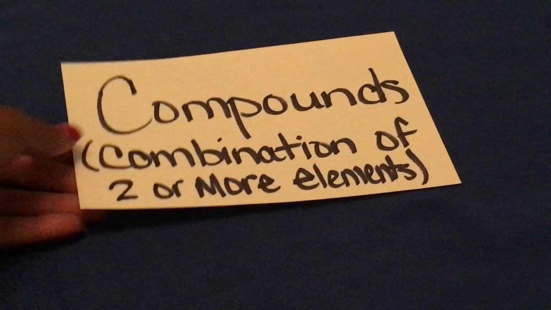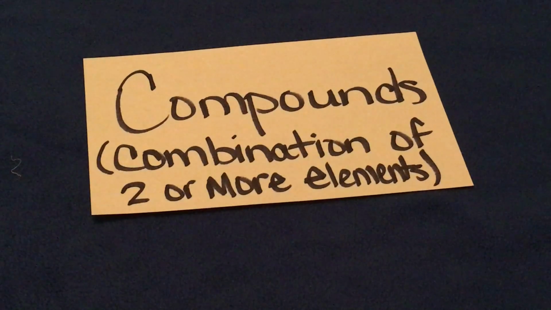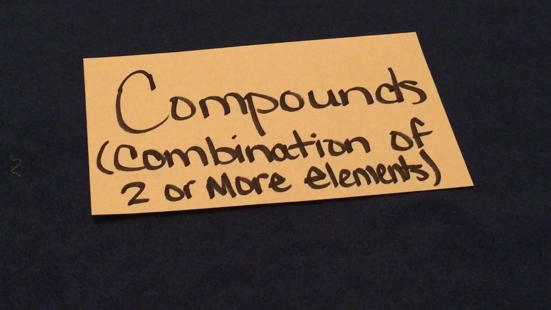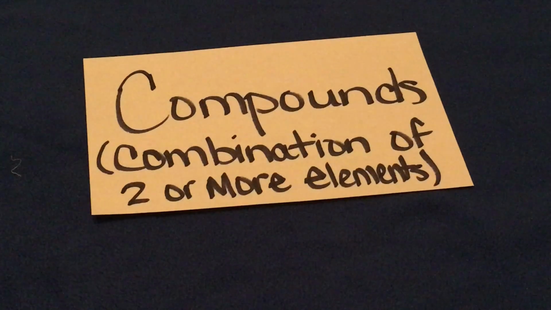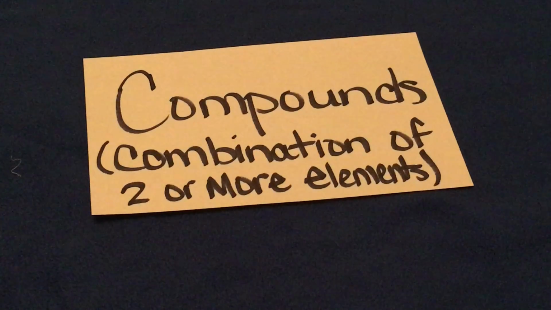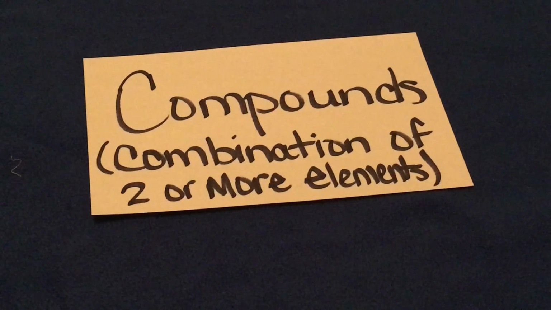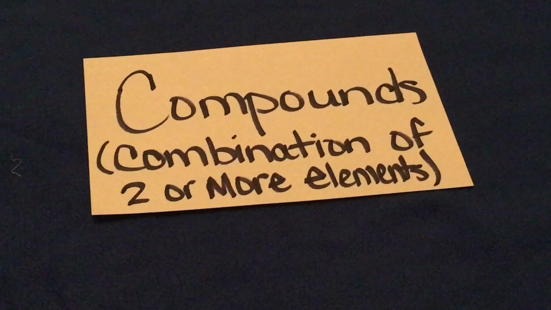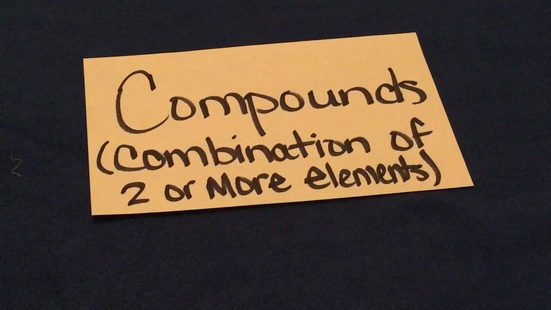Compounds are a little bit different. So compounds are going to be a combination of 2 or more elements. Compounds can come in all different forms. You can have a combination of 2 of the same type of elements. Those can produce compounds. But if you have more than one element together, that is no longer an element, it is now a compound, and its properties will change.